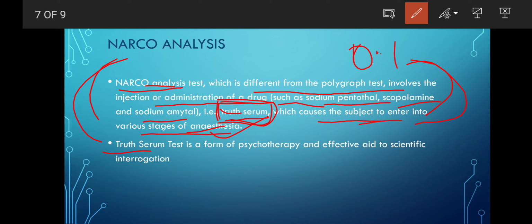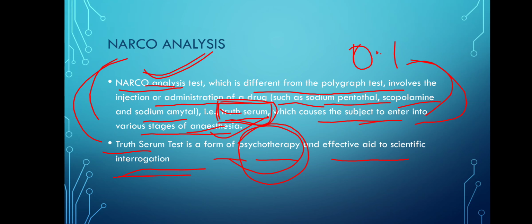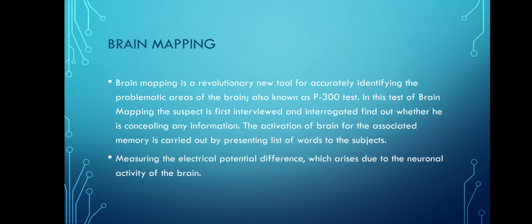Then this truth serum test is a form of psychotherapy and an effective aid to scientific interrogation. So it is a type of psychotherapy. This narco analysis was actually used to treat psychological diseases, for those who have stress disorder, or dementia, or other types of psychological diseases.